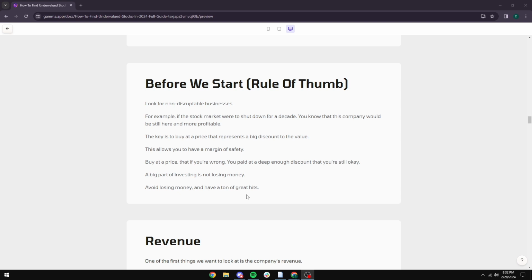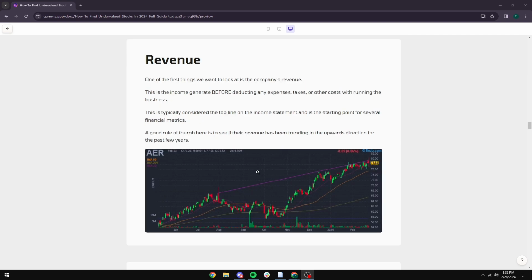A big part of investing is not losing money. Avoid losing money and have a lot of big hits. First metric I look into is revenue. One of the first things that we want to look at is a company's revenue.